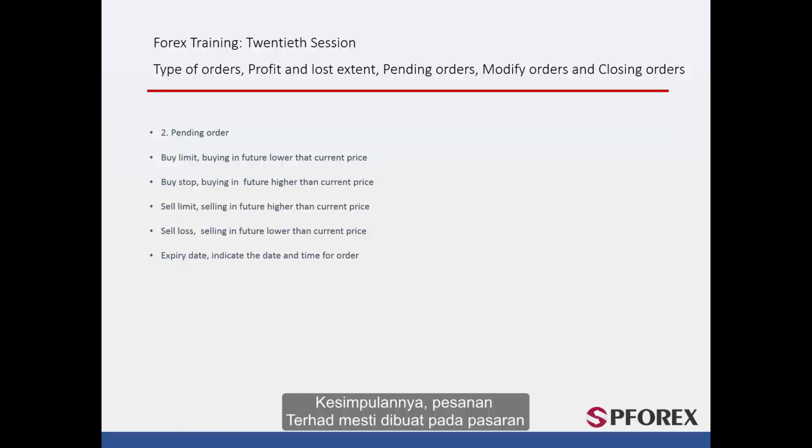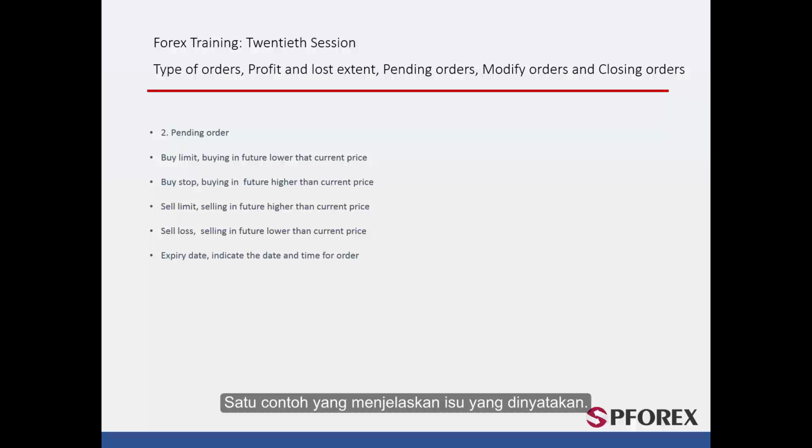In conclusion, limit orders must be placed on markets that may have a direction change at a specified price, while stop orders indicate that the trader predicts there will be no direction change of a market trend even after the price reaches a significant level. On each pending order, a trader can determine an expiry date on which the order will be activated when the price reaches the specified price. An example clarifies the mentioned issue.